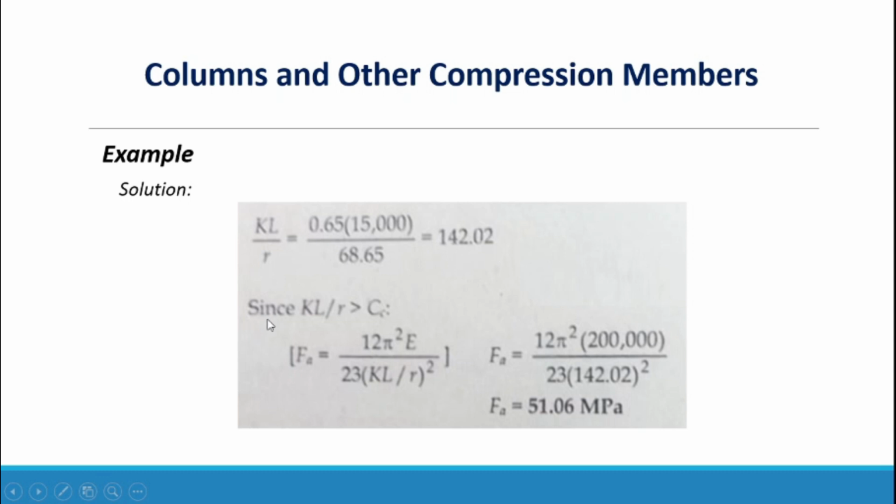The value for KL over R is 142.02. Since KL over R, 142.02, is greater than C sub C, 140.5, we will use the formula F sub A equal to 12 pi squared E all over 23 times (KL over R) squared. That is 12 times pi squared multiplied by E, which is 200,000 megapascals, divided by 23, the constant, times the value for KL over R, 142.02, squared. The value for F sub A is 51.06 megapascals, and this is the allowable compressive stress.